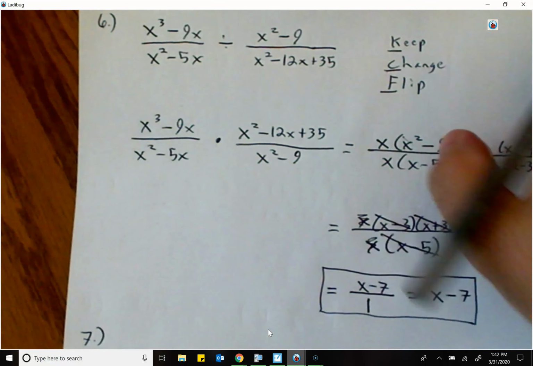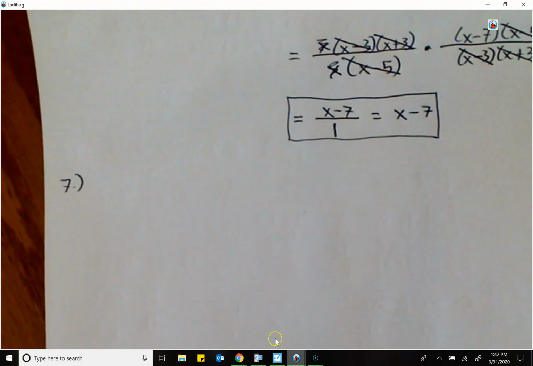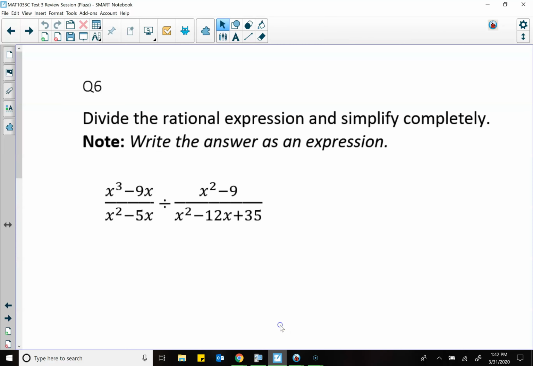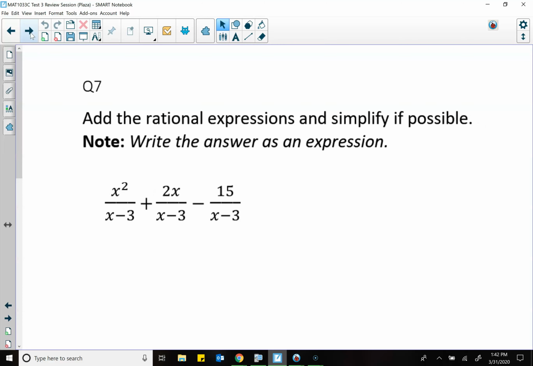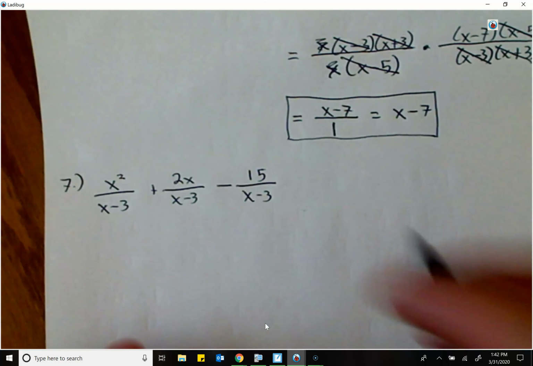Let's take a look at question number 7. And again, we are in section 5.2. Or sorry, 4.2. So now we are in section 4.3 where we're going to add and subtract. So adding and subtracting rationals is just like adding and subtracting fractions. You need common denominators. If you do not have common denominators, then you need to get them. Cool thing about this problem, we've got common denominators. Yay for making life easier.